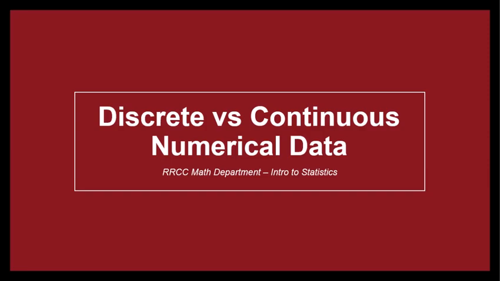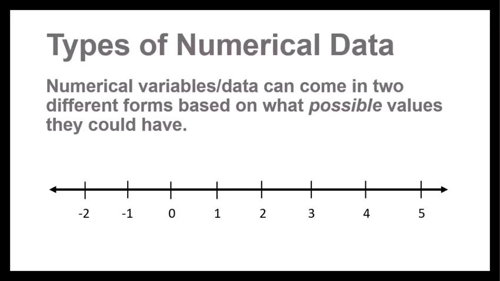Hey everyone, in this video we're going to talk about discrete versus continuous numerical data types. Numerical data falls into two different categories based on what possible values that variable could take on. I want to visualize this using a number line.